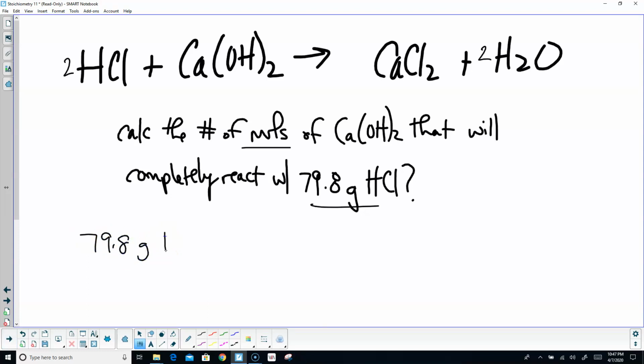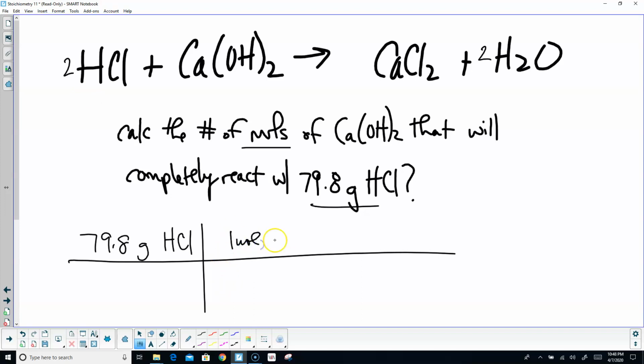79.8 grams hydrochloric acid. So we need to know the molar mass. And so even though there's 2 HCl's, because we're doing moles and grams, it's 1 mole. The mole is going to go on top so that the grams cancel. 1 mole of HCl. And then what we're going to do is we're going to take that molar mass, which is 36.46. All we had to do is sum up 35.45 plus 1.01. And this is grams. Grams cancel. If I stop and solve now, my answer is in moles of HCl.